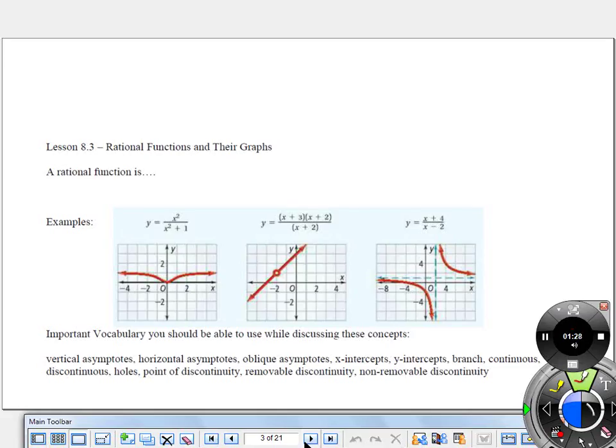Branches are just ways for us to describe parts of the graphs, because now that the graphs are separated in certain sections, we don't say the first graph and the second graph because they're all part of one graph. So instead we say like this branch of the graph and this branch of the graph. And the graph could have lots of different branches depending on how many places it's kind of split apart.